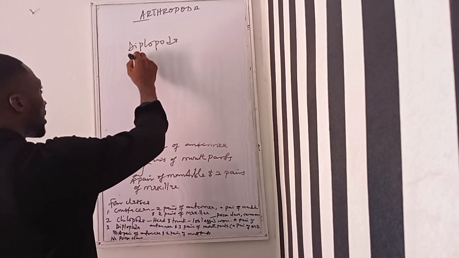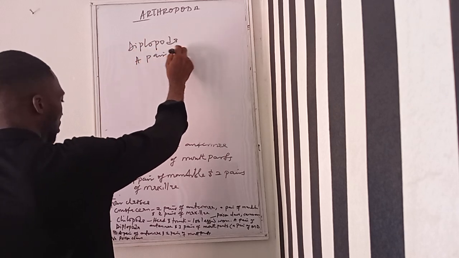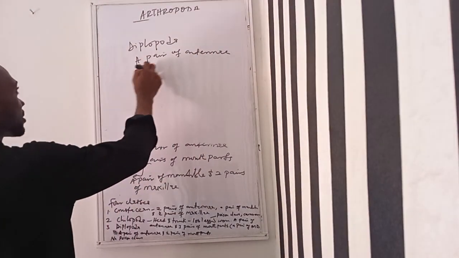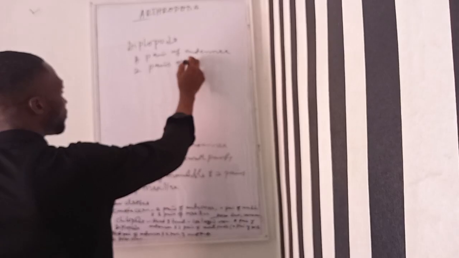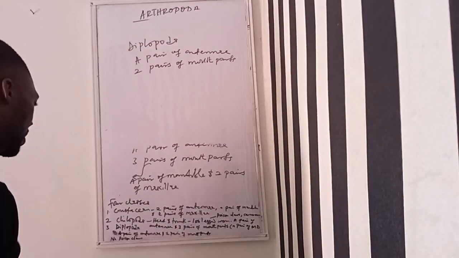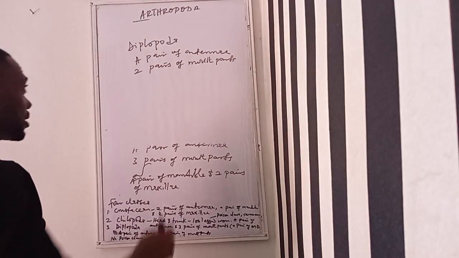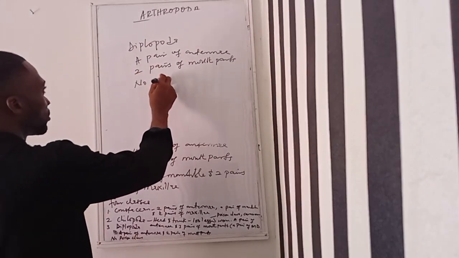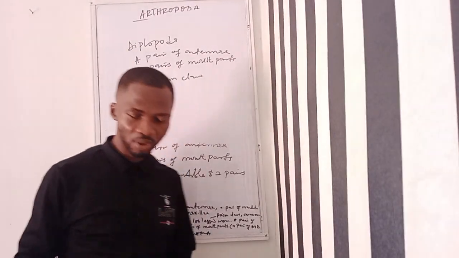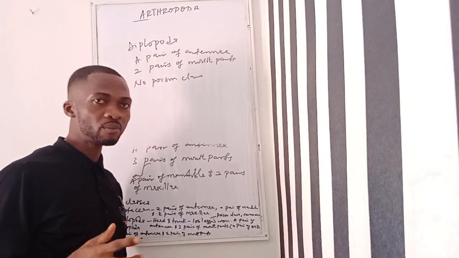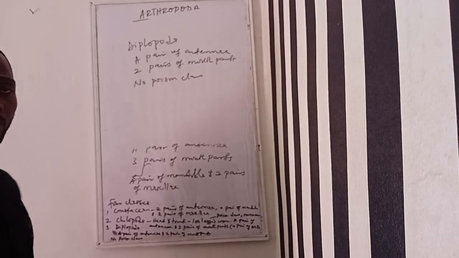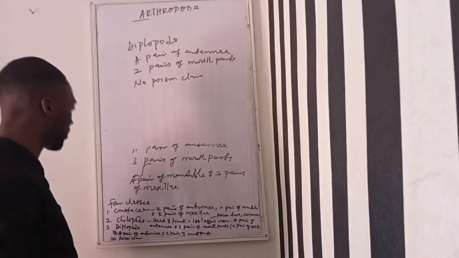Diplopoda have a pair of antenna and two pairs of mouth parts. Then they don't have poison claws. Just like we said that the first segment of the Chilopoda has been modified as poison claws, but in the case of the Diplopoda, there is absence of poison claws at all.